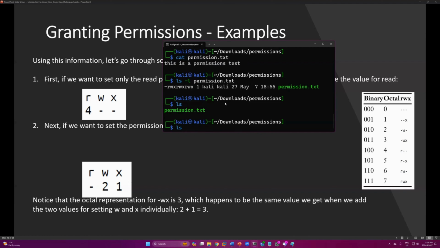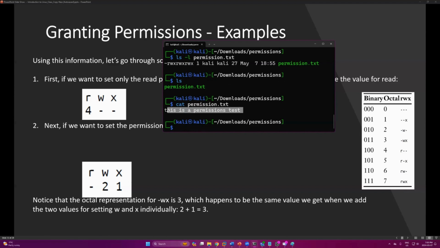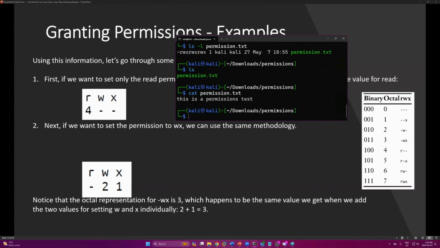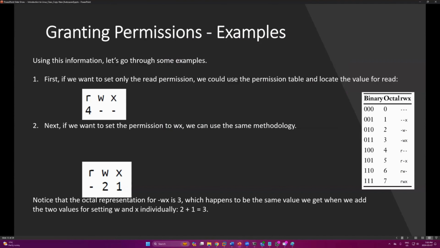Read, write, execute, read, write, execute. If I try to cat permissions.txt, this is a permission test. Okay, so that works. All right, so that's just confirming it actually does what it's telling us to do, right? So let's move on. This is only one of the ways we're changing this.